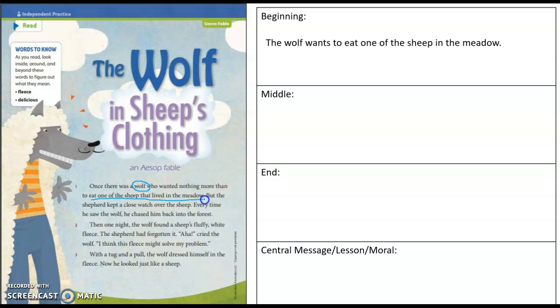Then one night the wolf found a sheep's fluffy white fleece. The shepherd had forgotten it. "Aha!" cried the wolf. "I think this fleece might solve my problem."